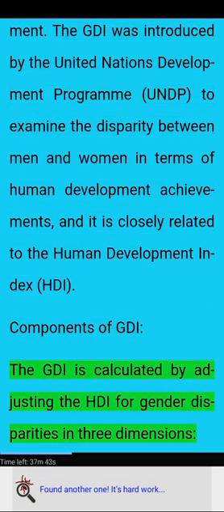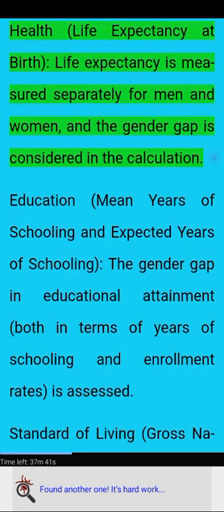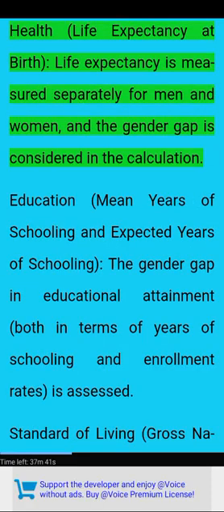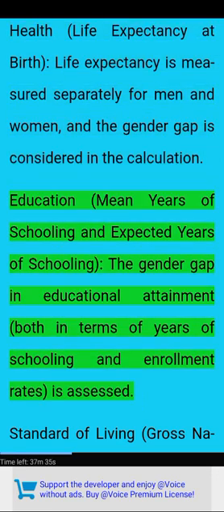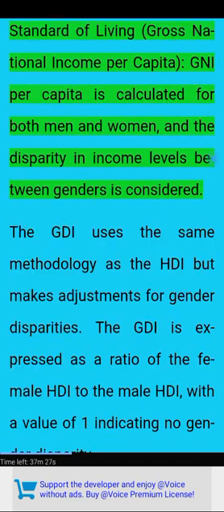Components of GDI. The GDI is calculated by adjusting the HDI for gender disparities in 3 dimensions. Health, life expectancy at birth. Life expectancy is measured separately for men and women, and the gender gap is considered in the calculation. Education, mean years of schooling and expected years of schooling. The gender gap in educational attainment, both in terms of years of schooling and enrollment rates, is assessed. Standard of living. Gross national income (GNI) per capita is calculated for both men and women, and the disparity in income levels between genders is considered.